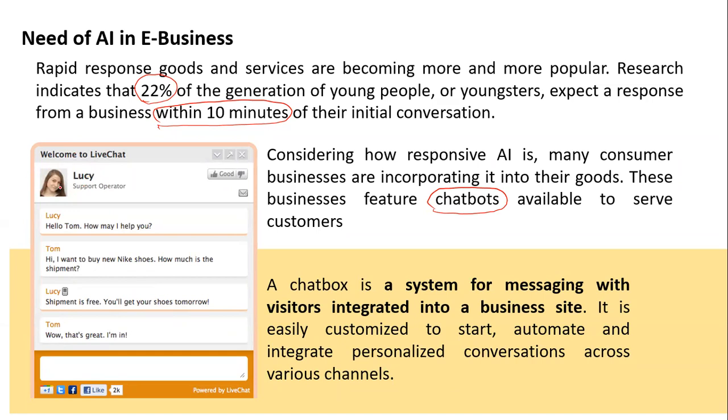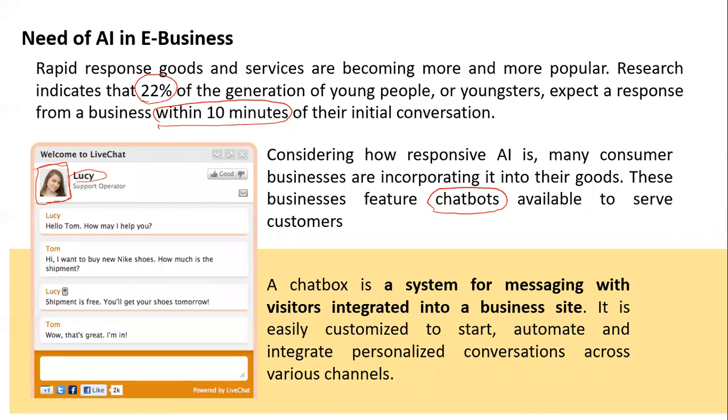So here, there's a photo as well. This photo is also very important. The name is Lucy. How may I help you? I want to buy new Nike shoes. How much is the shipment, right? So depending on the question that we ask, this AI application can reply. So the customer feels like he is chatting with an actual person. This photo is also very important because this human face will give a customer a feeling that I am directly dealing with a human. That will build trust between the business and the customer, right? However, without knowing it, the customer is chatting with the AI application, right?